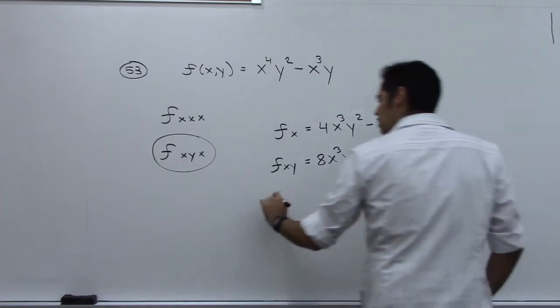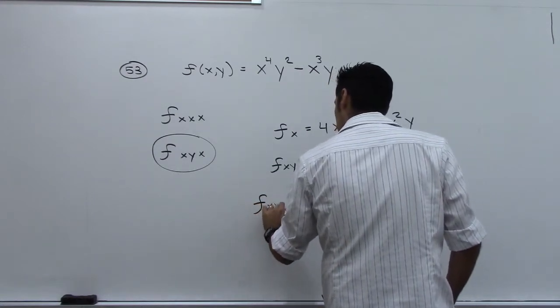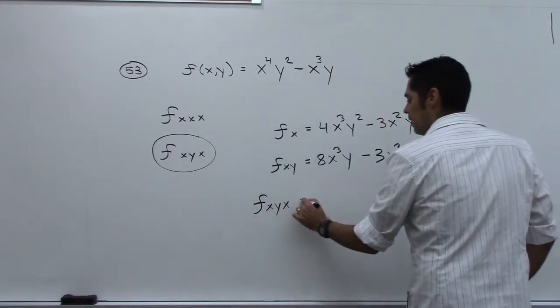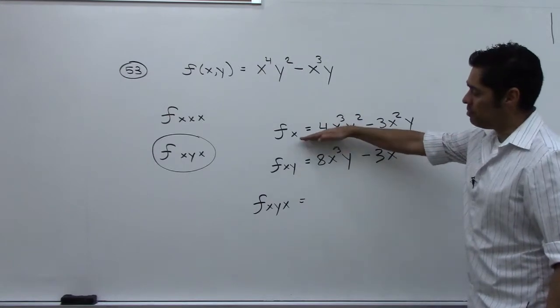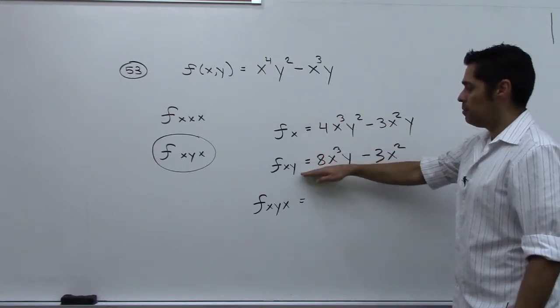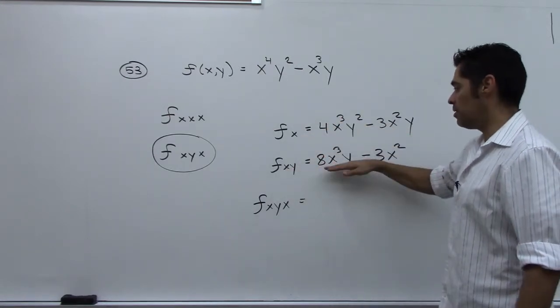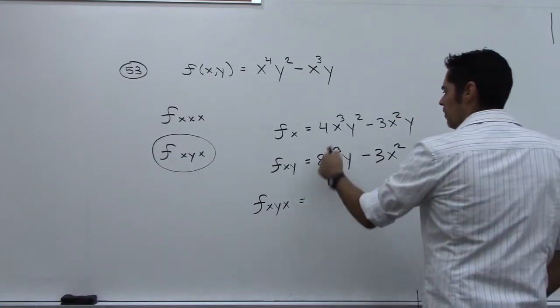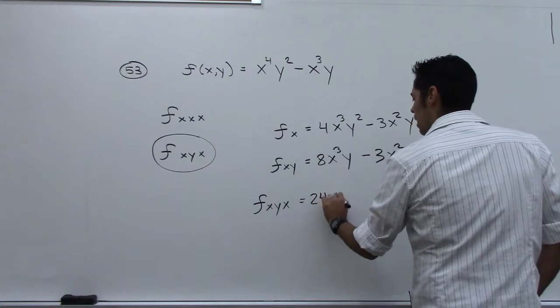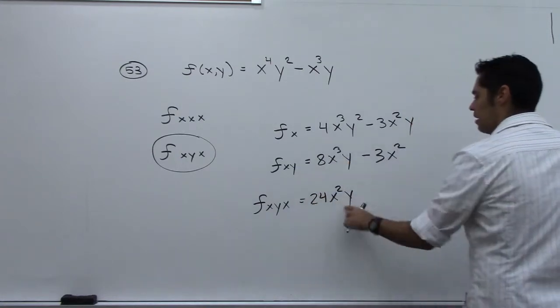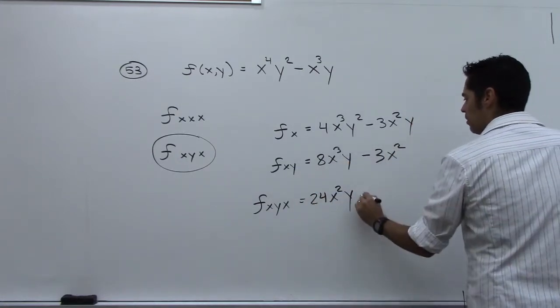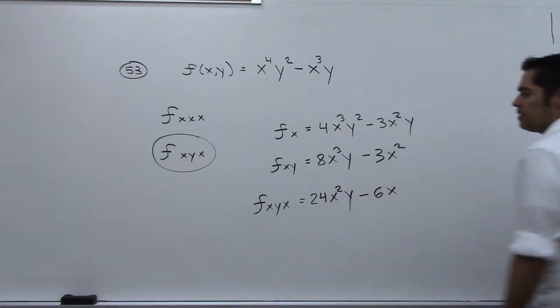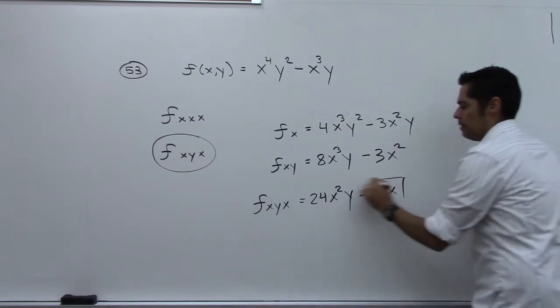And now if I do the partial with respect to x again, so we did the partial with respect to x, then partial with respect to y, is this one. And now we're going to come in and do that answer with respect to x. So 3 comes out, we get 24x squared y, because y is a constant. And then derivative of this with respect to x, which is negative 6x. So this is it right here.